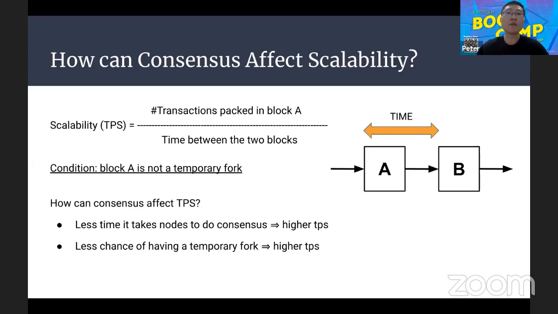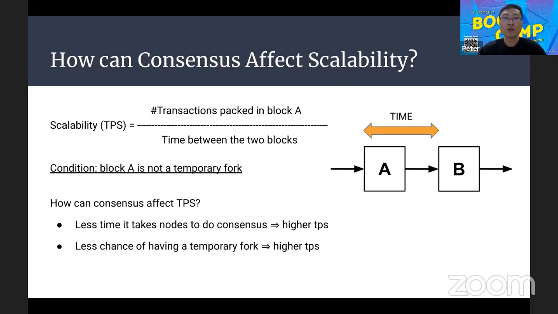So the first thing we do is count how many transactions are packed in block A, and then we divide this number by the time between the two blocks. This equation is probably something we can all understand. But there's one thing we might not realize: by using this equation to calculate TPS, we are actually making an assumption about block A.